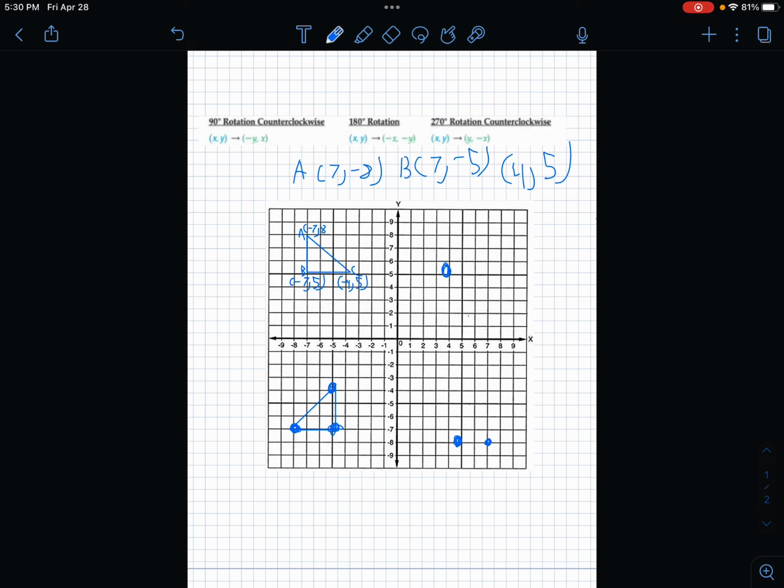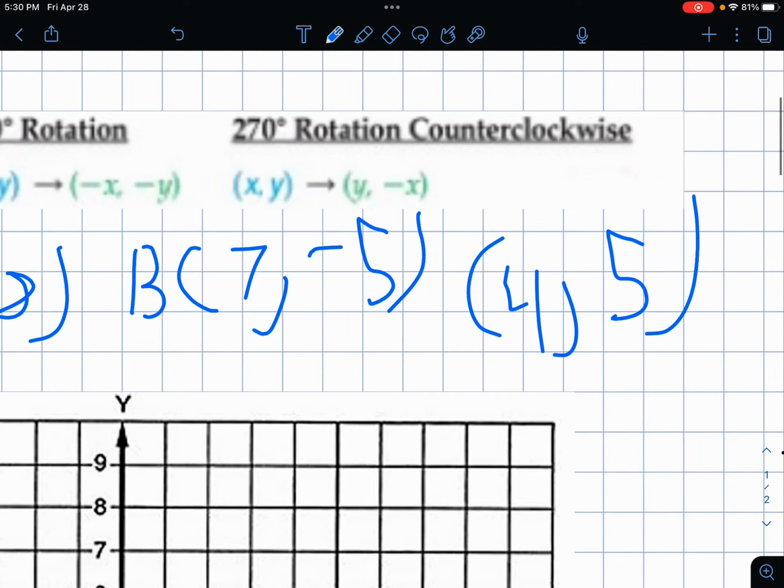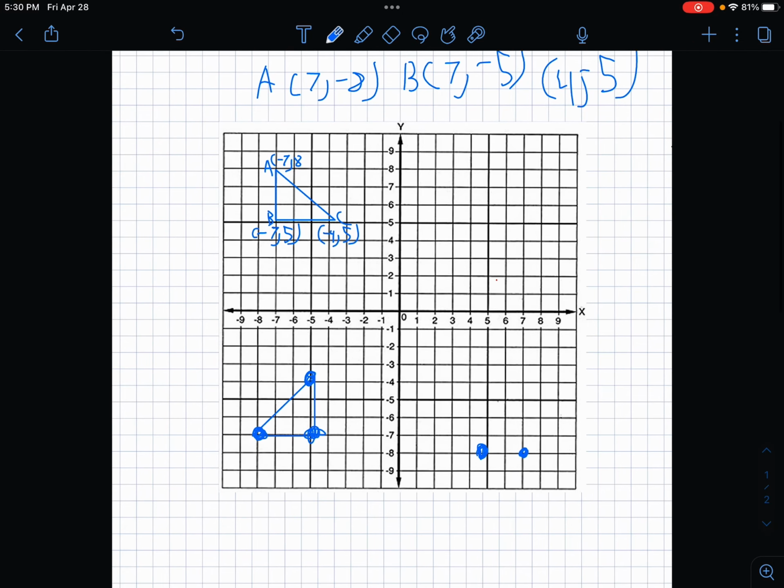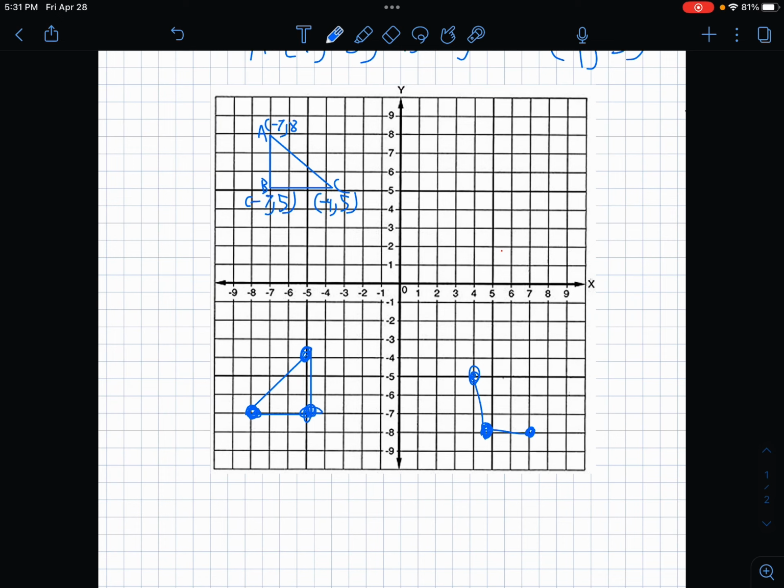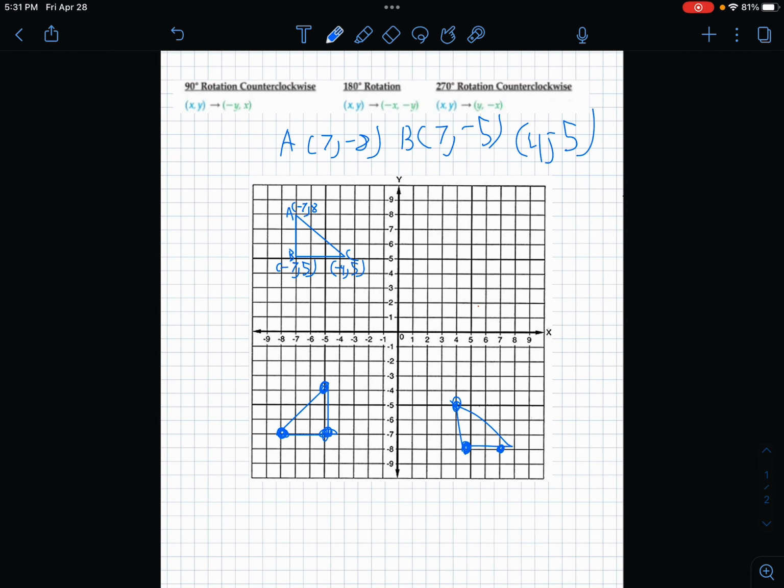Oh, wait, no, it won't. I meant that to be -5, sorry. For -5. There we go. And connect them up. And that's our second one. It's pretty much just all moved right here.